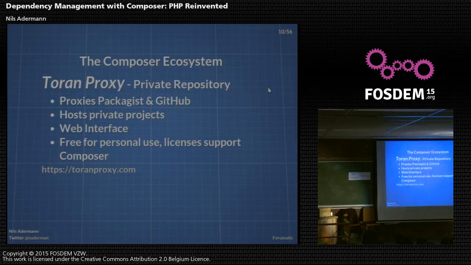And a little more interestingly, a little newer, is Toran Proxy. I mentioned earlier that we're trying to come up with some way of financing our sustained involvement in Composer. And Toran Proxy is a tool similar to Satis, a little nicer, more user-friendly in that it has a web user interface, which makes it a little easier to do what I just mentioned: proxying Packagist, proxying GitHub, storing temporary copies of the information on there, and publishing your own private packages.